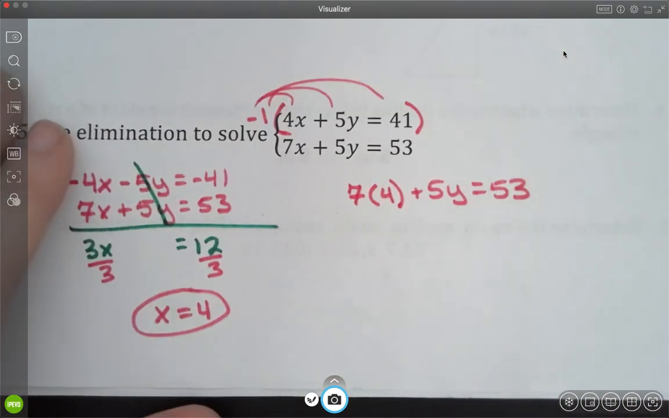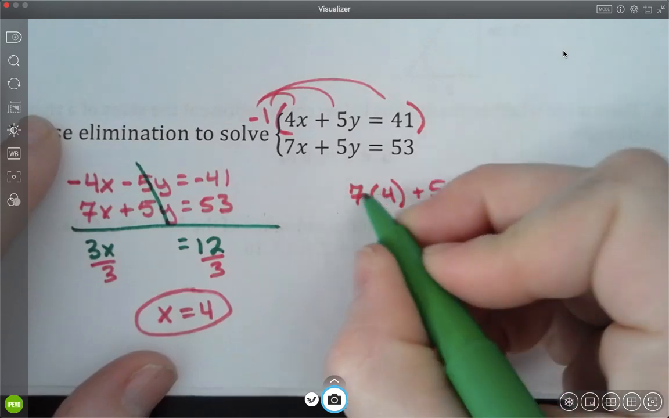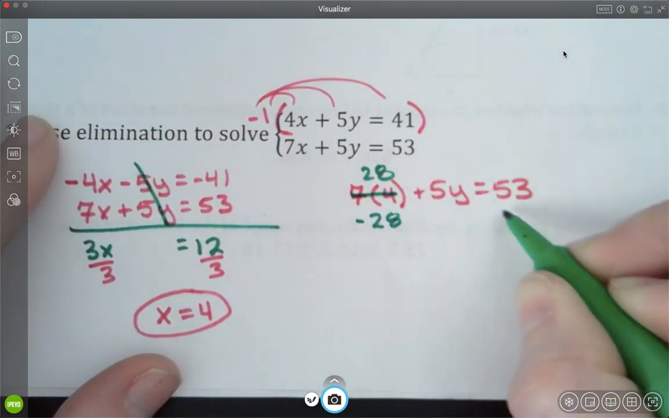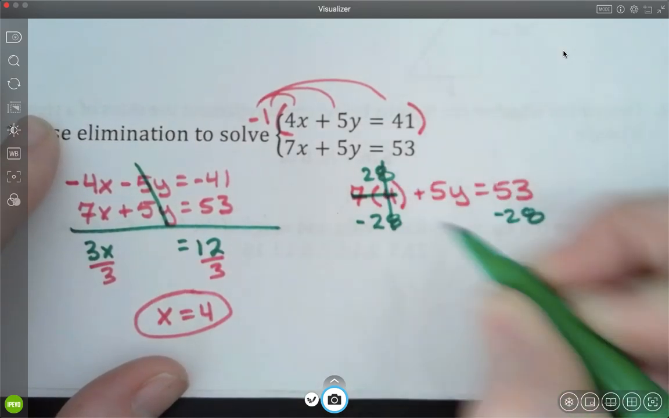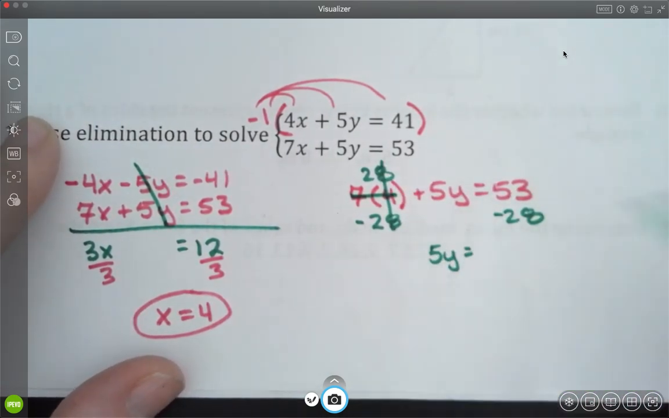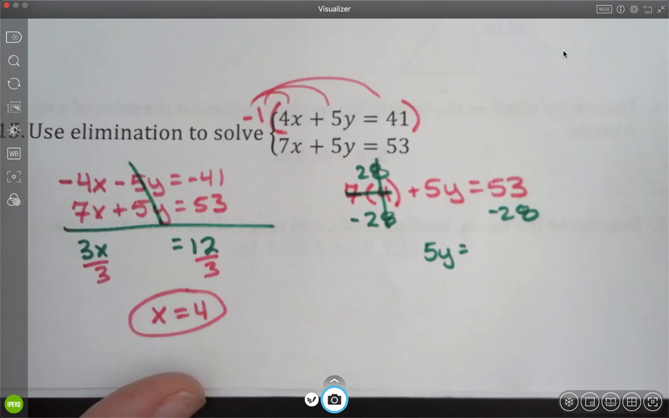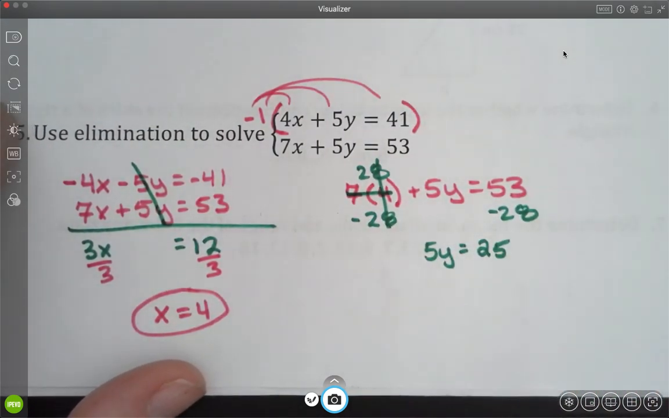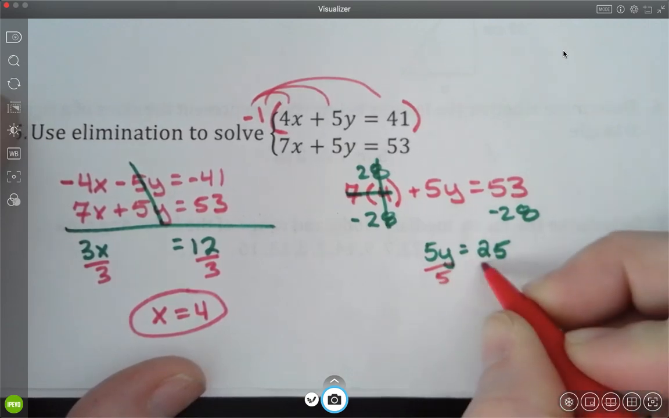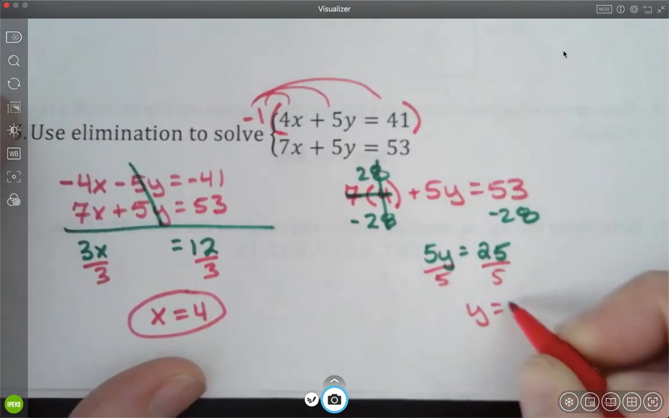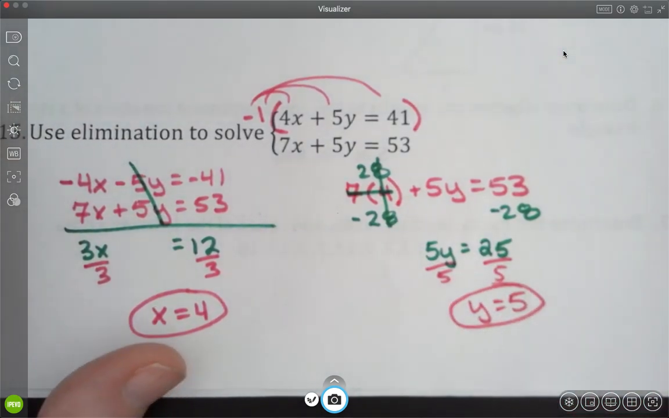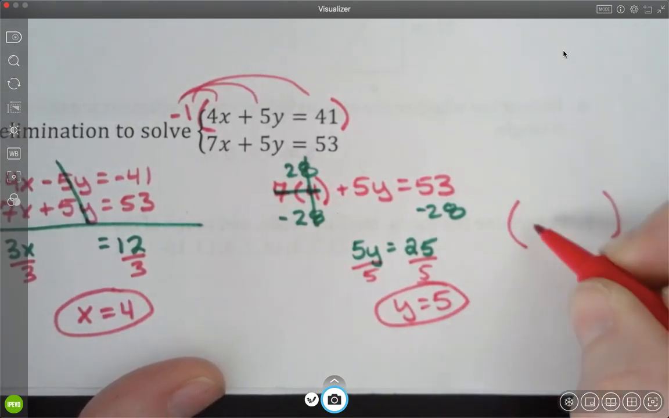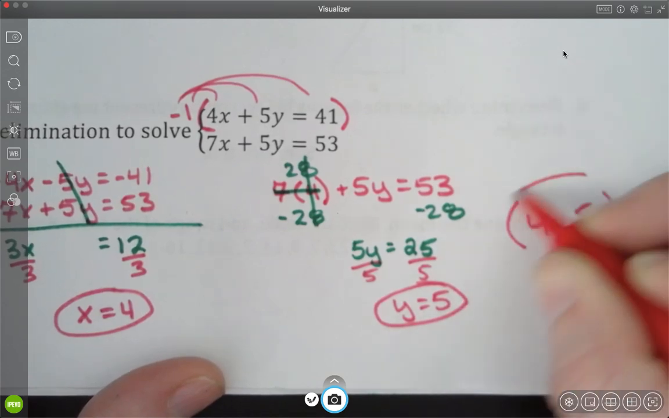7 times 4 is 28, and we subtract 28 from both sides. So 5y is equal to 25. Divide by 5, so y is 5. Now let's write our answer together. It's (4, 5), as an ordered pair.